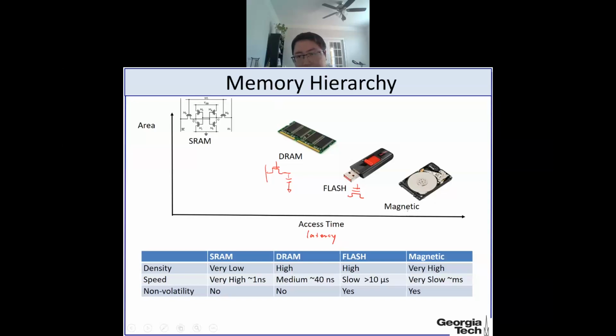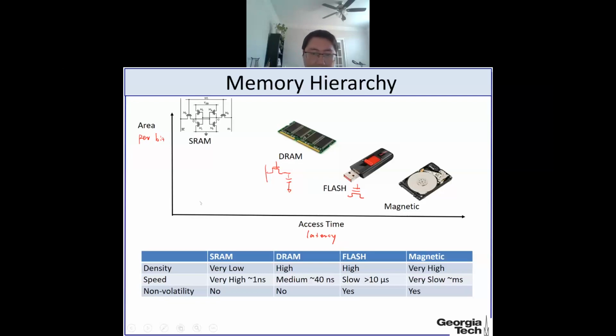And then we have the magnetic drive. This can be very high density, but it's pretty slow because we have to rotate it mechanically to locate those bits on the drive. So you see this kind of trade-off between the area per cell, or area per bit. If you want to store 1 bit of data, you need some area. And you see this kind of trade-off.